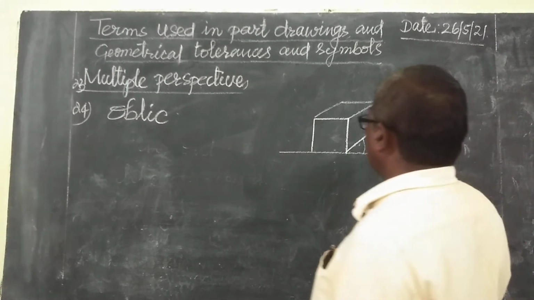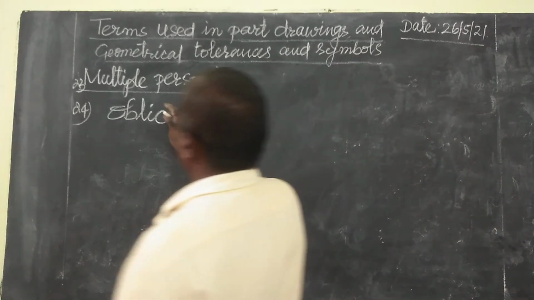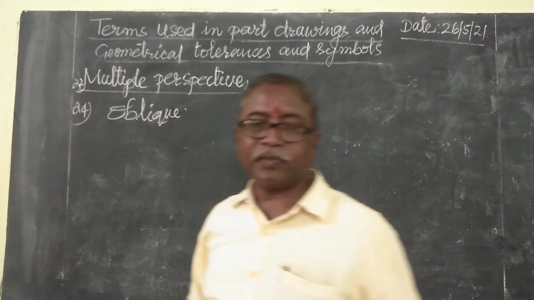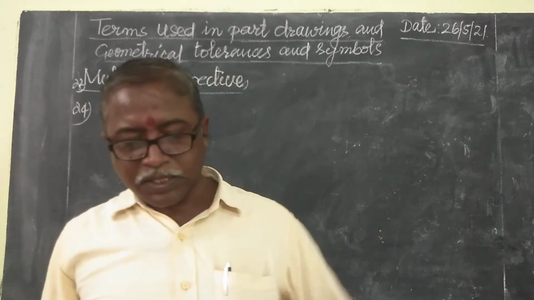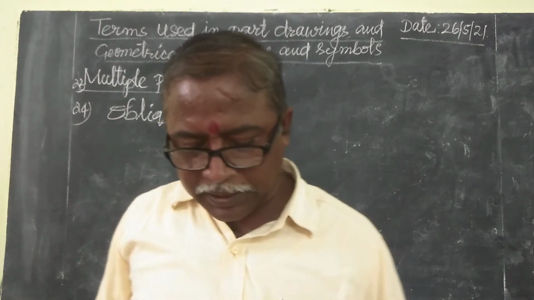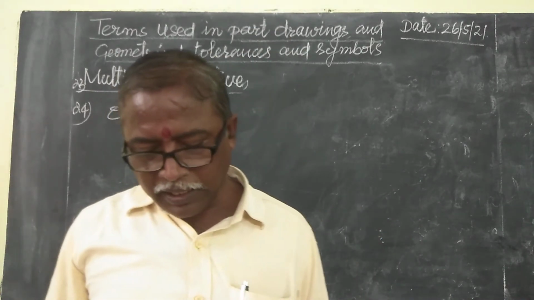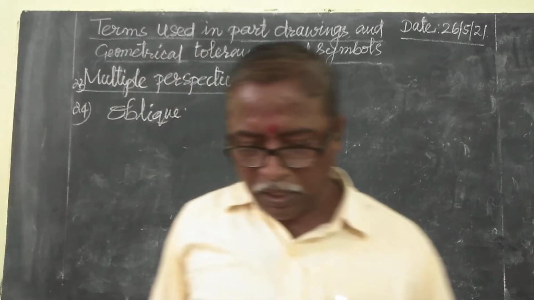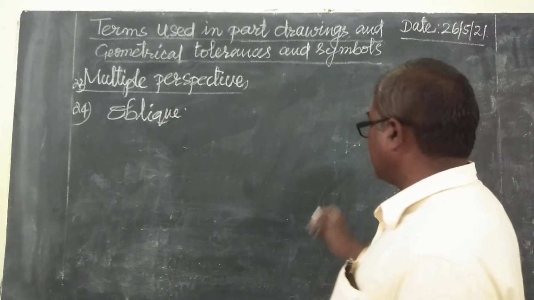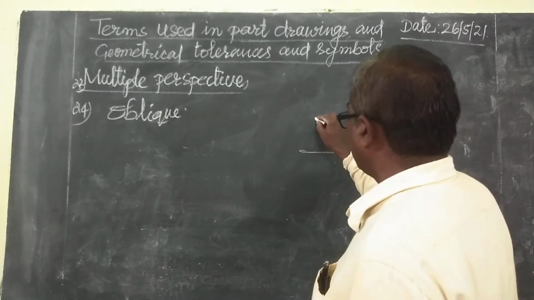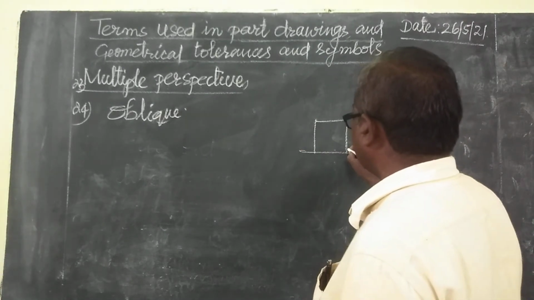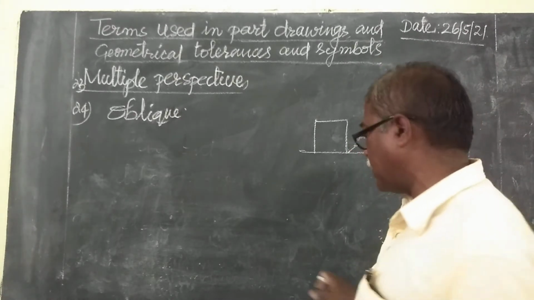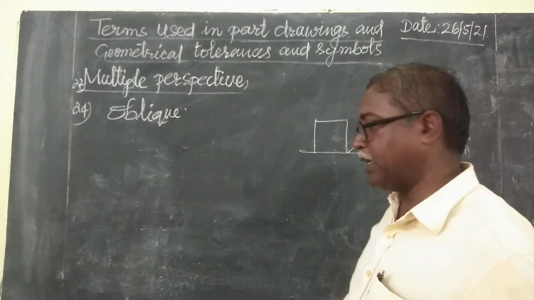Okay. Then oblique means O-B-L-I-Q-U-E, oblique. Then next, oblique means a slanting line or plane that is not parallel to the edges of the picture. So this is not parallel to the edges of the picture. This is going like this. That is the slant line that we can call as oblique.